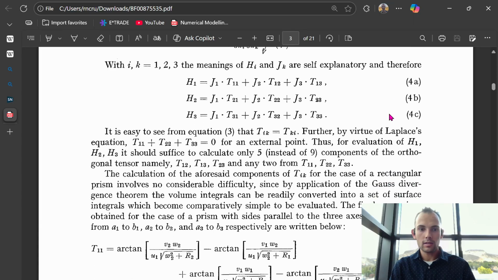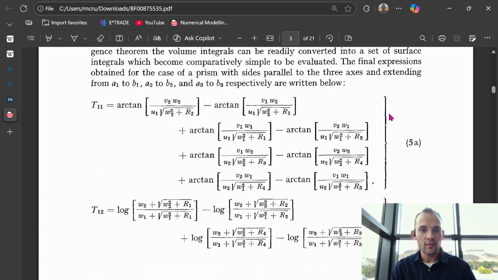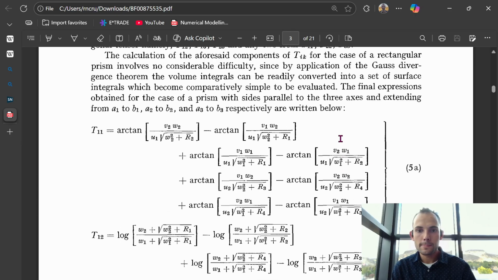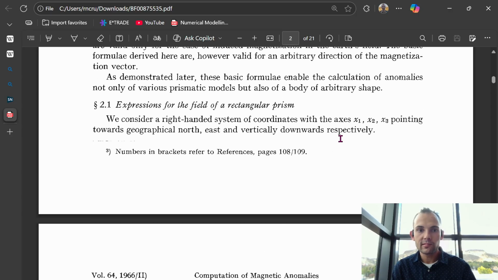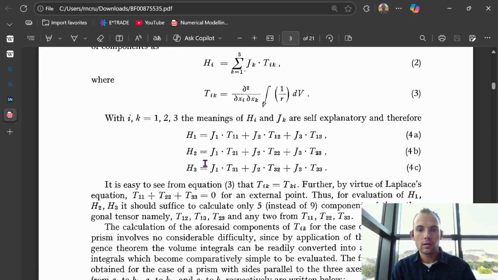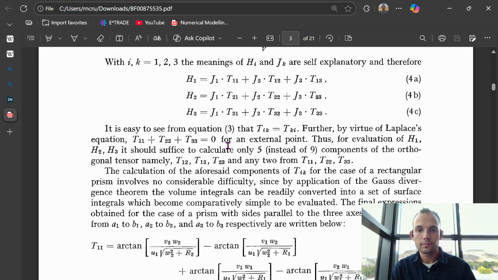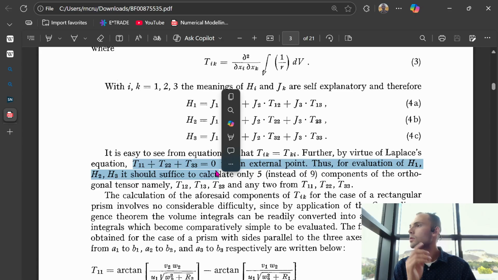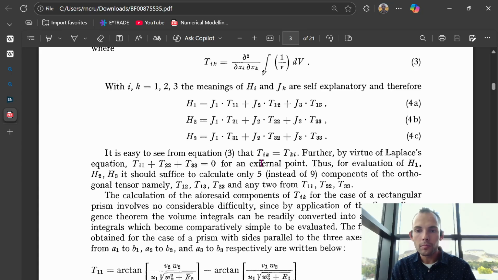But is this valid? The question is, is this valid inside the tensor? Maybe he says above. Pointing towards geography and downward. I don't see it. Oh, does he use this? Does he, because if he assumes a Laplacian field, then it must be outside the body.